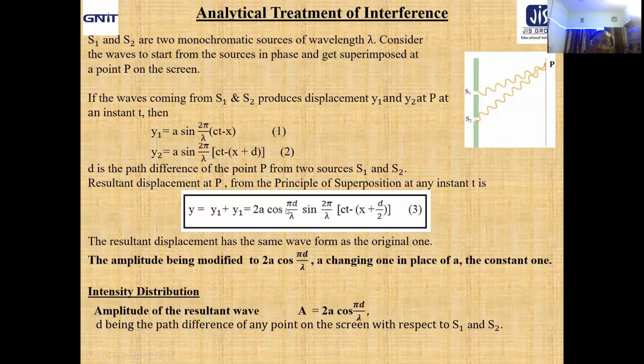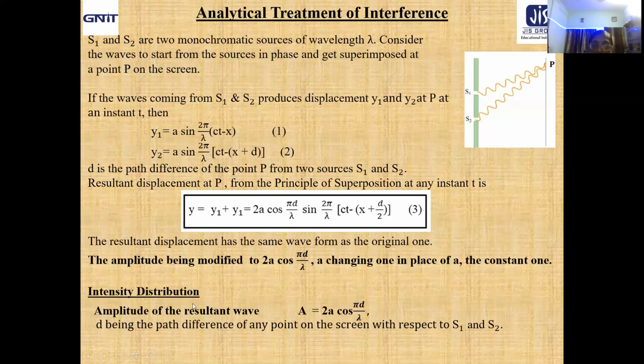Now here, no time is present, and here the time factor is present, just like the basic form of y1 and y2. That was the amplitude part, no time factor present. This is the time dependent part. Similarly, here amplitude and the time dependent part. Now look at the resultant wave. Obviously, this is the amplitude part, 2a cos pi d by lambda, and this is the time dependent part. That means the form of the wave remains the same. The resultant displacement has the same wave form as the original one.